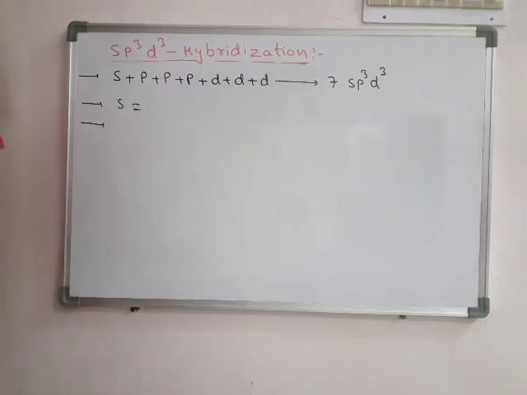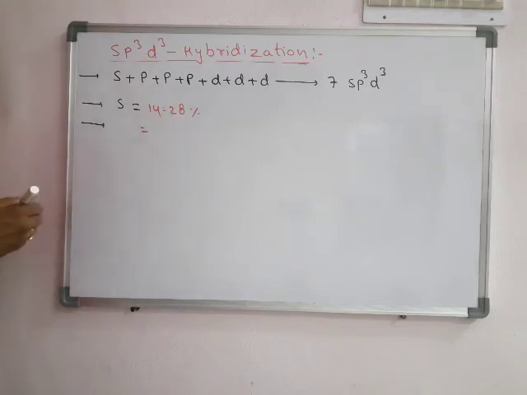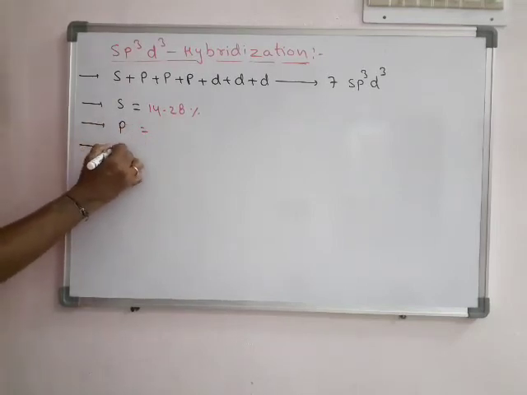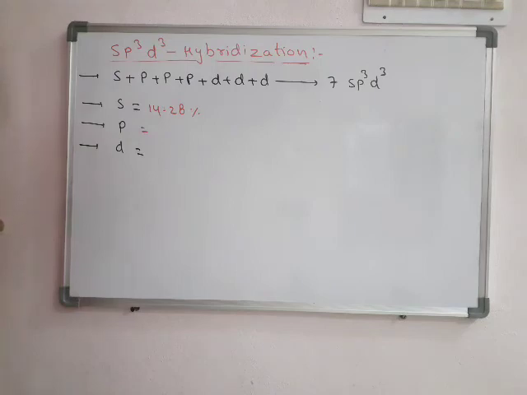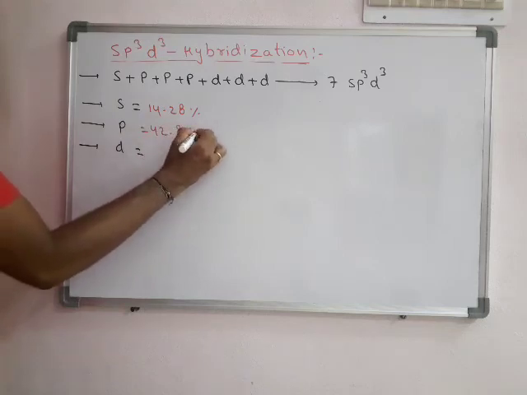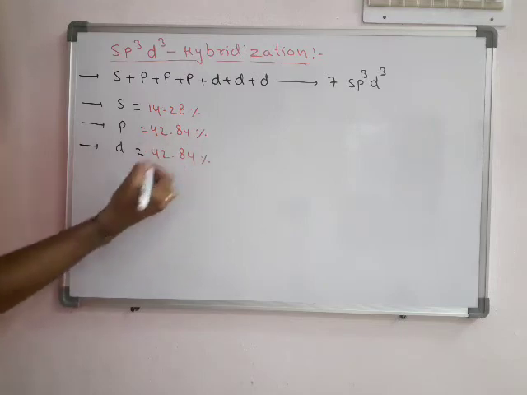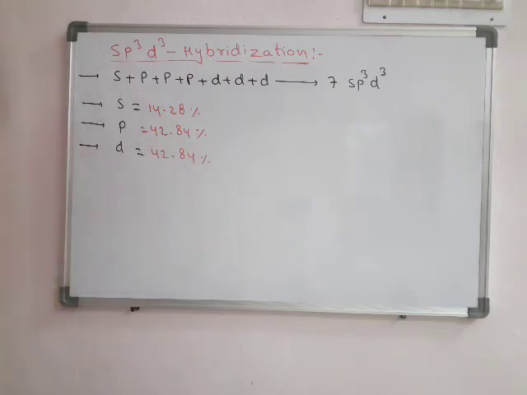So s has 14.28%. Then what about p? 1 unit is 14.28, so 3 units is approximately 42.84. The d also has 3 units, so approximately 42.84%, not exactly, these are approximate values.